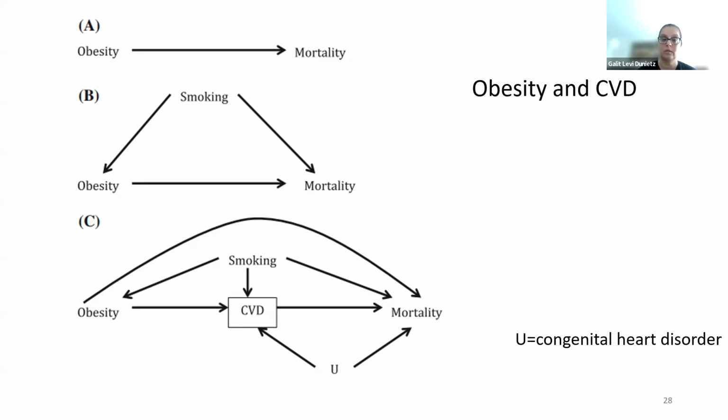completely reverse the results. So here in this example, we see that smoking and congenital heart disorder and obesity are all colliding with cardiovascular disease. Therefore, you should not adjust for it. And when you adjust for it, you're going to get biased results.